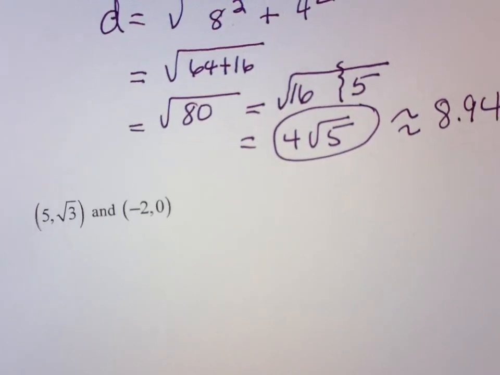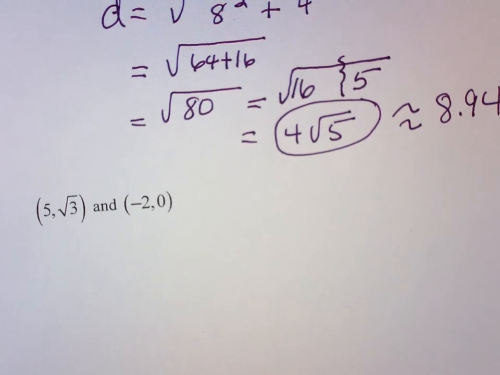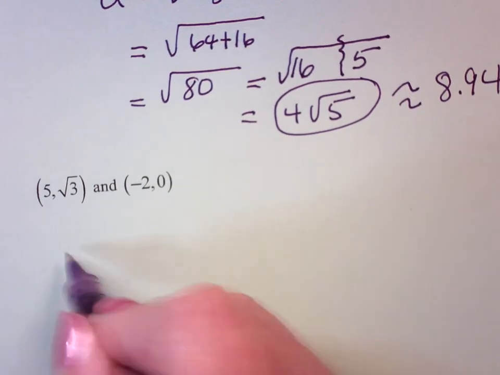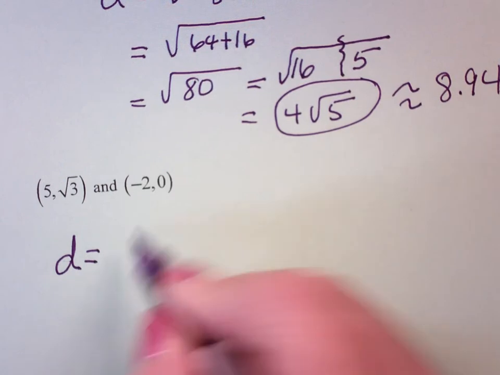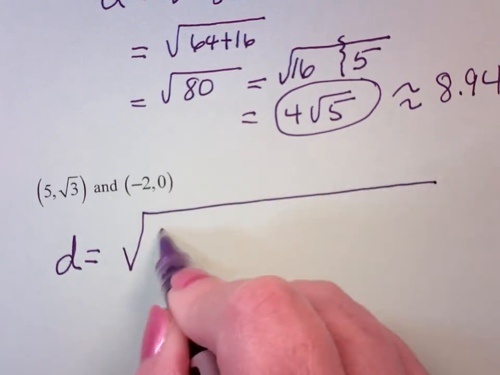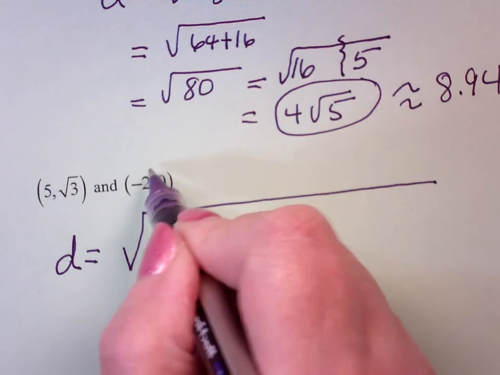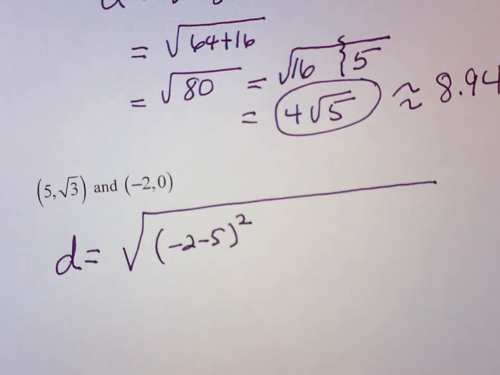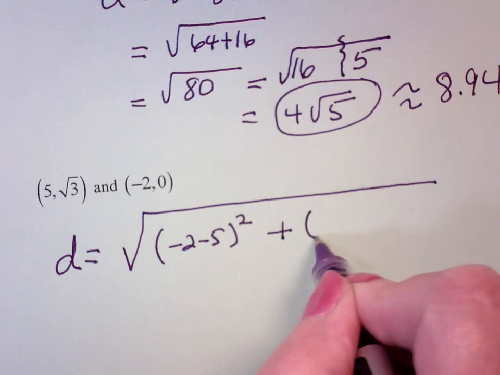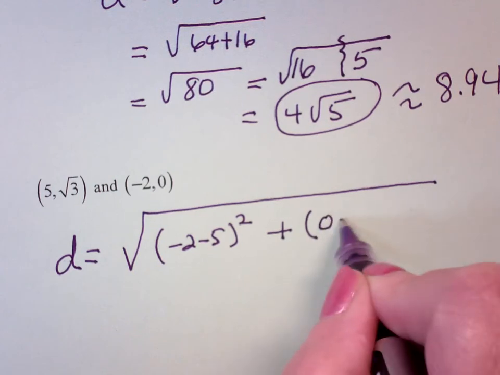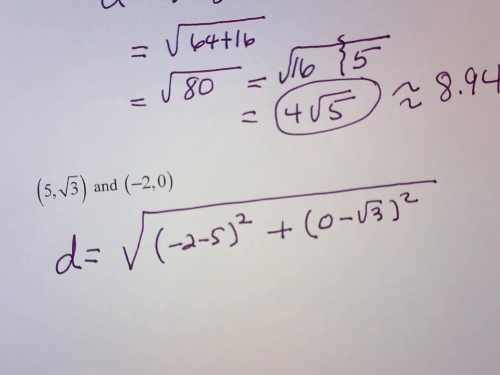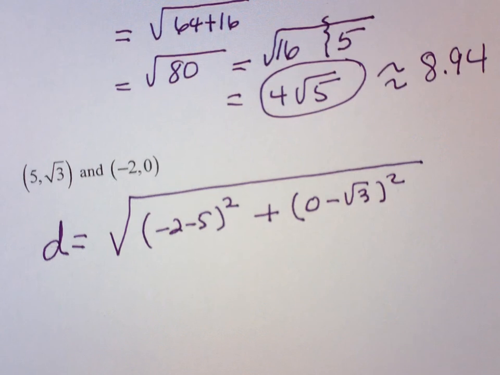Now this one looks really bad. Why would I say this looks really bad? Because of the radical? But it's not. So the distance is the square root of the difference of the x's. So minus 2 minus 5 squared plus the difference of the y's, 0 minus the square root of 3 squared. Now if that y value had been anything other than 0, it would have been unpleasant. But because it is 0, not so much.